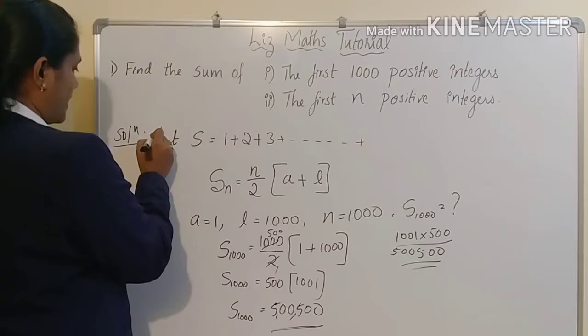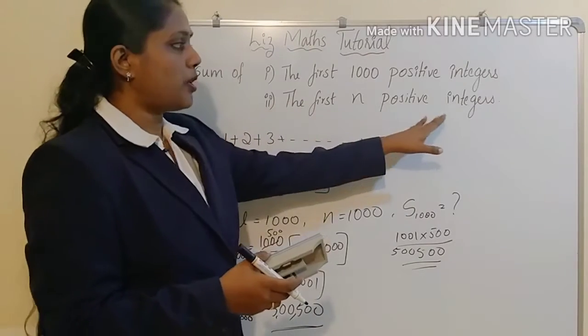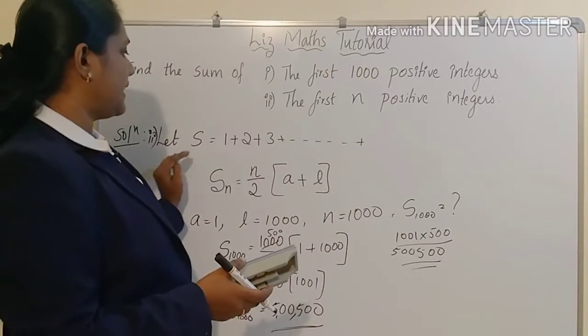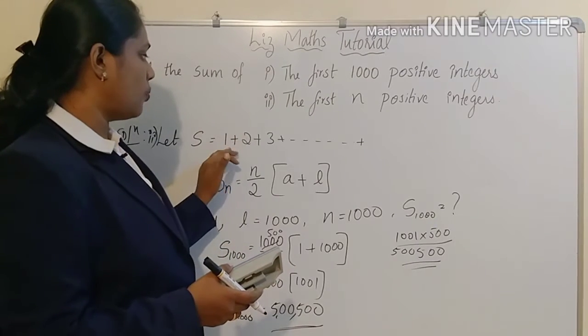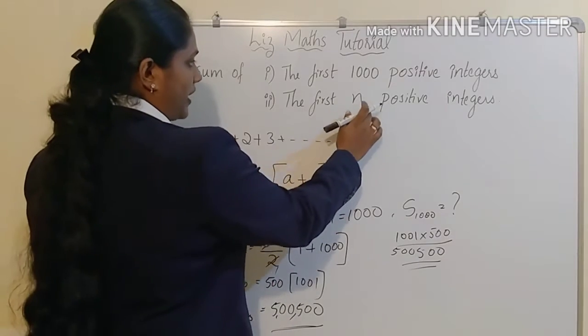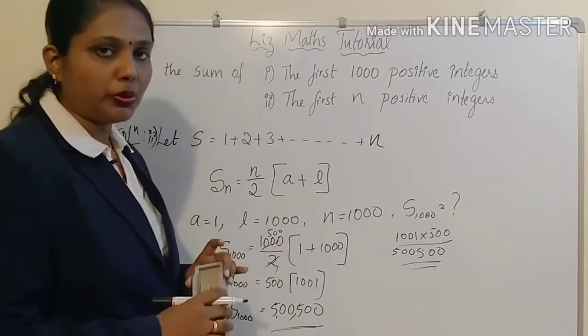This is the first one. Now we are going to take the second one, the first n positive integers. We are going to solve the second one now. So let me take that. Let S be equal to, you know that the positive integers are nothing but starting with 1, 2, 3, and so on. Up to where, they have not given. They have given n positive integers, so up to n you have to take.